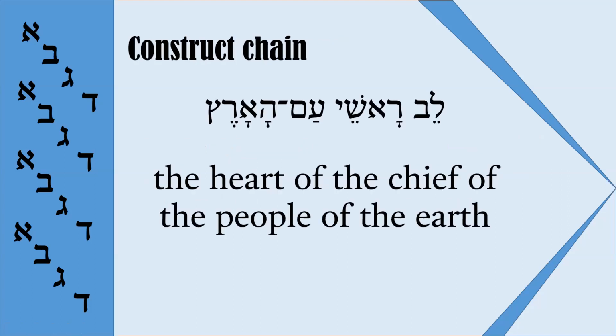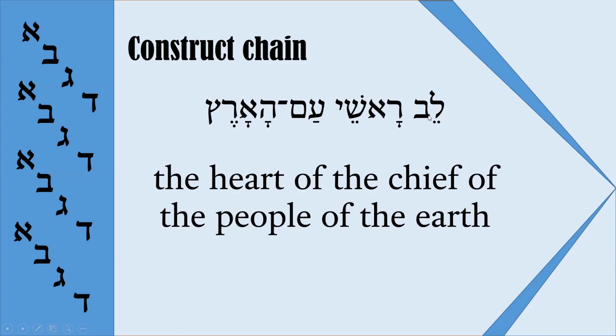And the last one about the construct form is the construct chain. Sometimes it is possible that several words are joined together in the construct relationship. Like, for example, Lev, Roshe, Am, Haaretz. So you can see Ha is only here, and this word is an absolute form. And all other words are in the construct form.